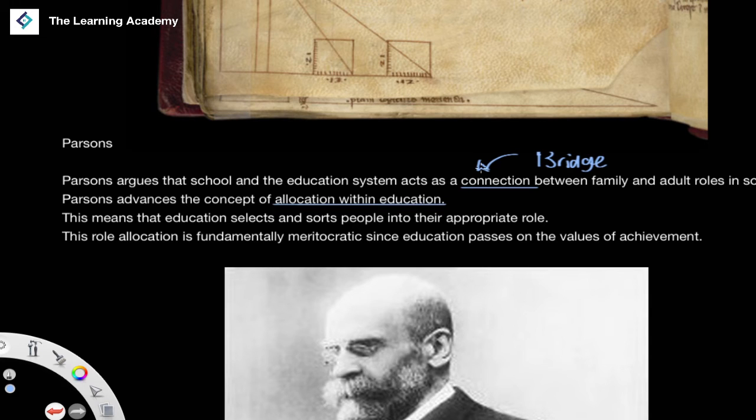Whereas Durkheim was emphasizing more the concept of social norms and values in education, Parsons spent a little bit of time emphasizing the way in which education allocates people into workplace roles. So it suggests that education selects and sorts people into their appropriate role, because the allocation of individuals in these social roles is fundamentally based on meritocratic systems, on meritocracy.